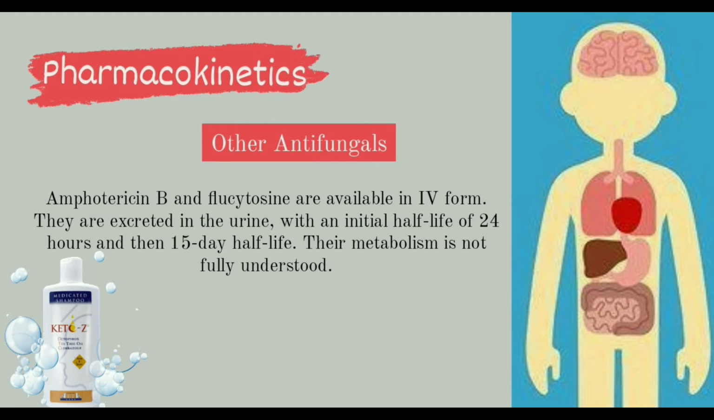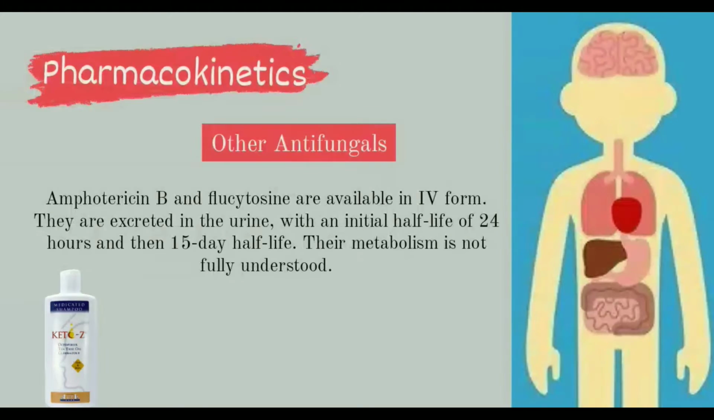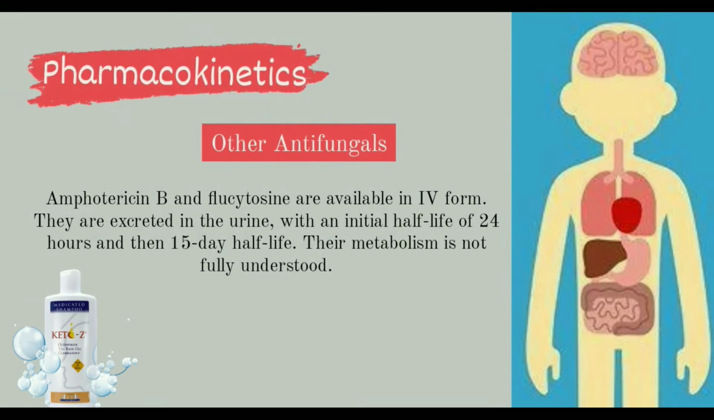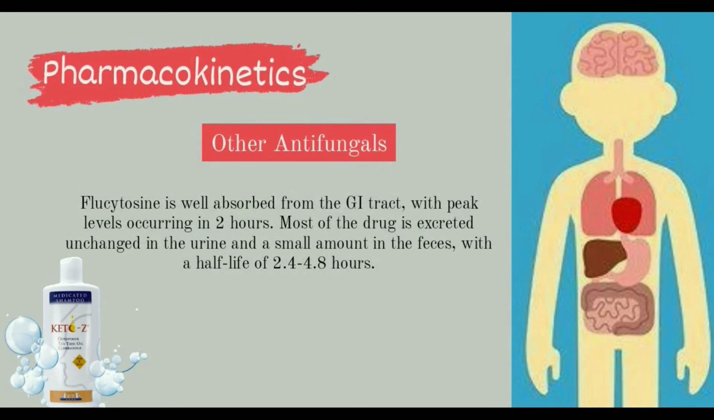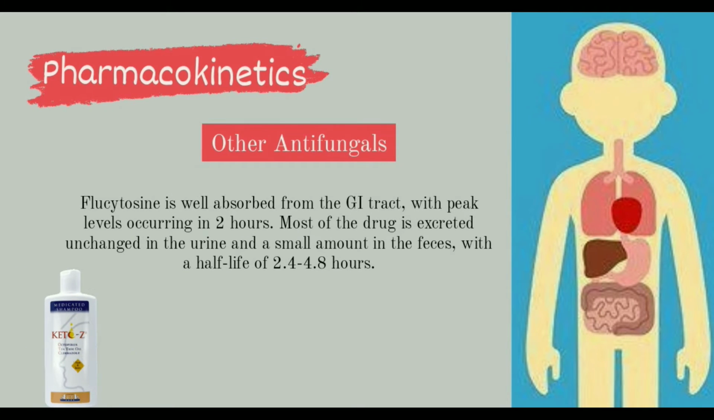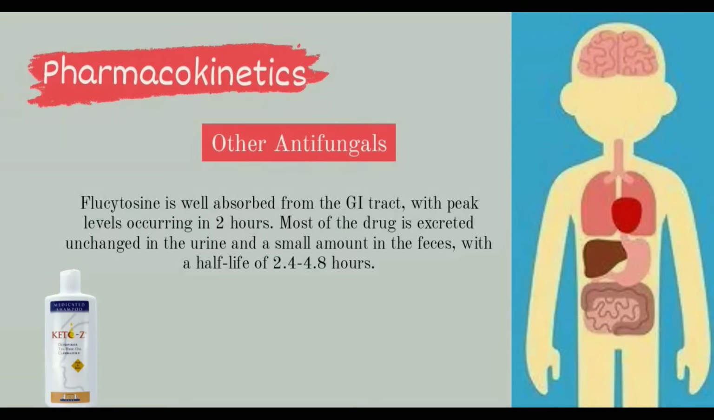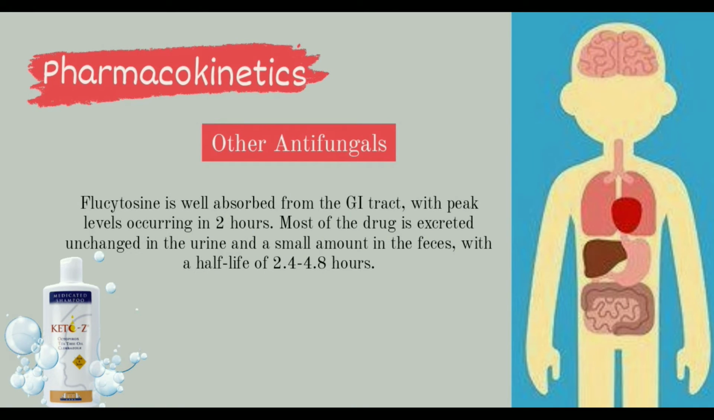While other antifungals such as amphotericin B and flucytosine are available in IV form, they are excreted in the urine with an initial half-life of 24 hours and then 15-day half-life. Their metabolism is not fully understood. Flucytosine is well absorbed from GI tract, with peak levels occurring in 2 hours. Most of this drug is excreted unchanged in the urine, and small amount in the feces, with a half-life of 2.4 to 4.8 hours.